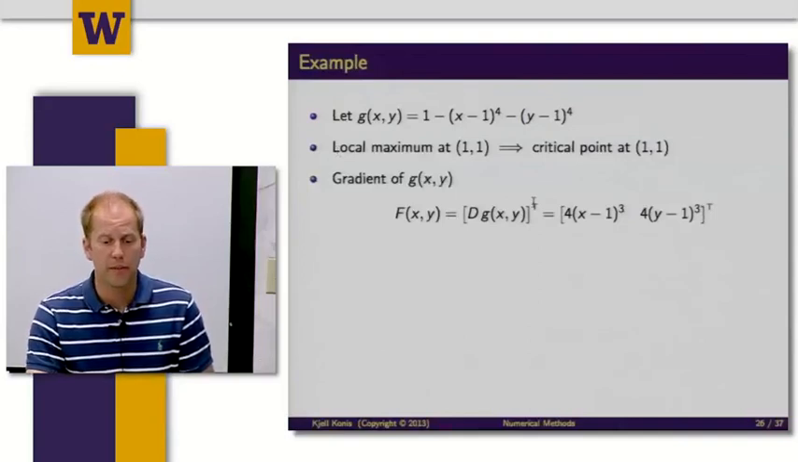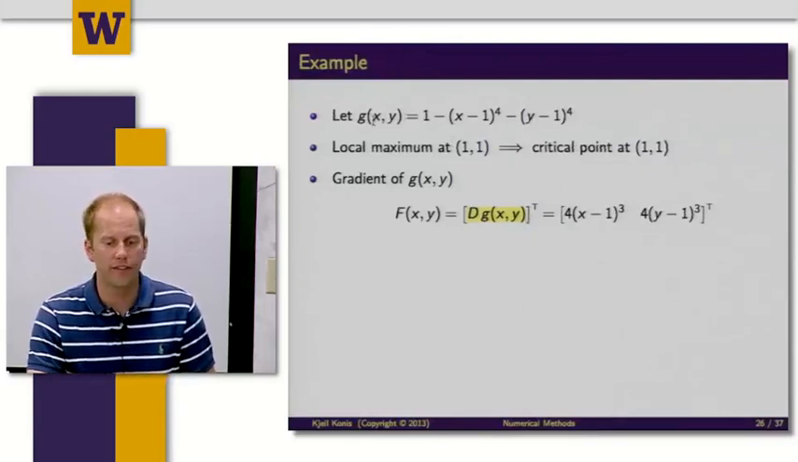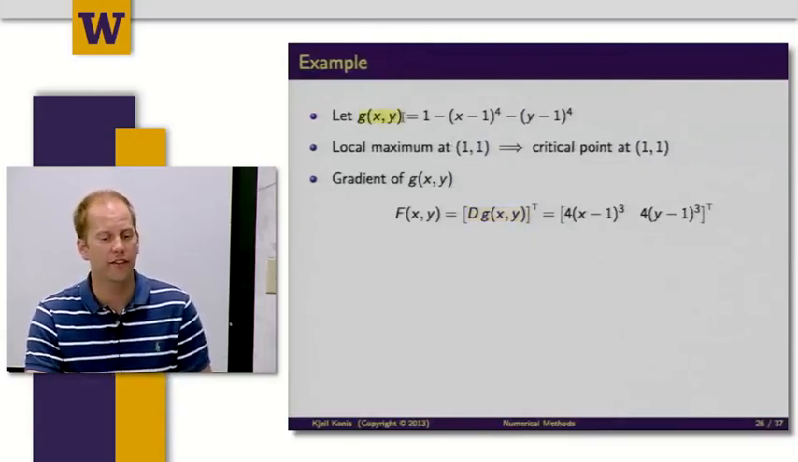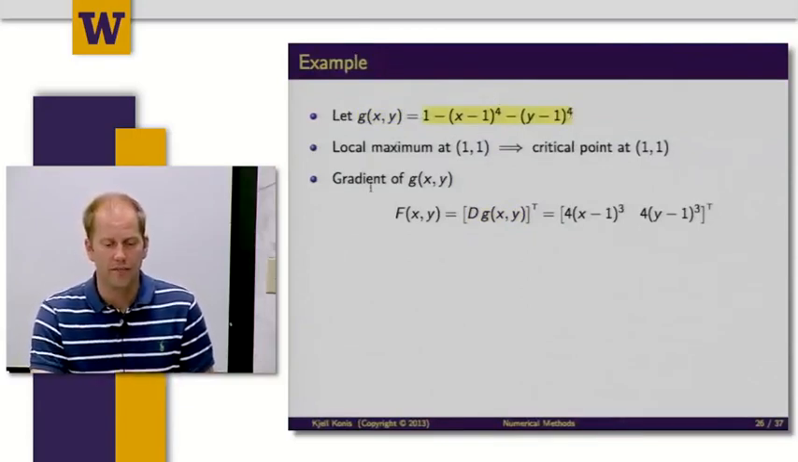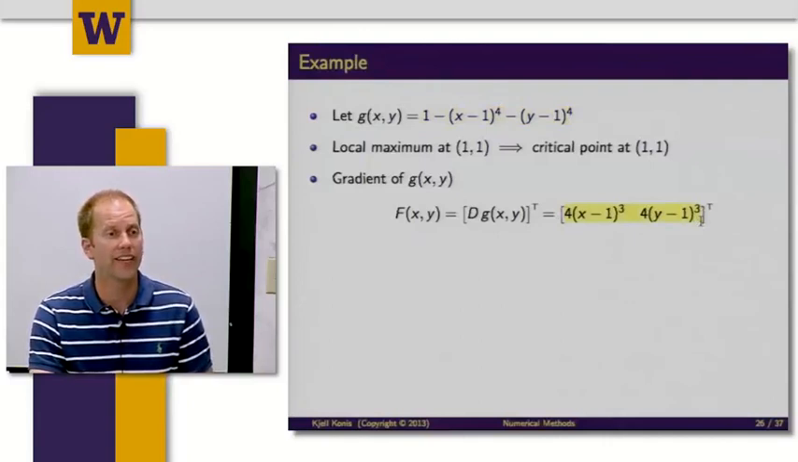So I can compute the gradient of this. This is the gradient of the function that I'm trying to find the critical point of. This is a function of two variables, but it's a scalar valued function. When I evaluate this, I just get a single number. But when I want to find a critical point, what I want to find is a point where the gradient is equal to 0. So now the gradient is my function of two variables.